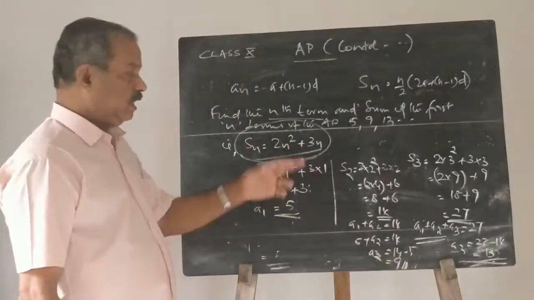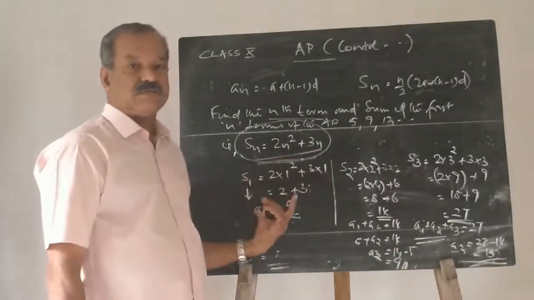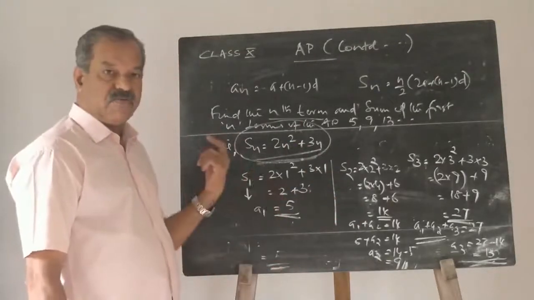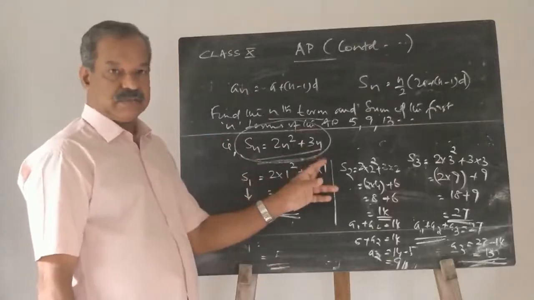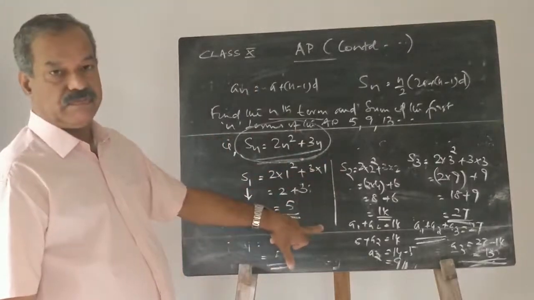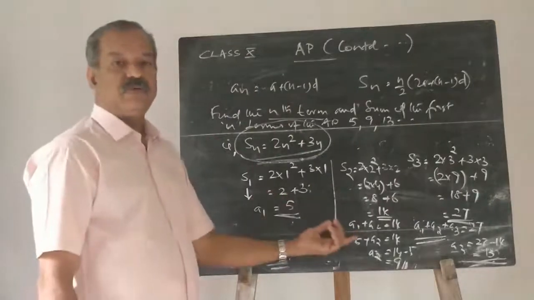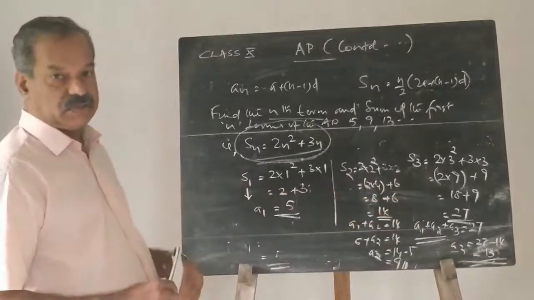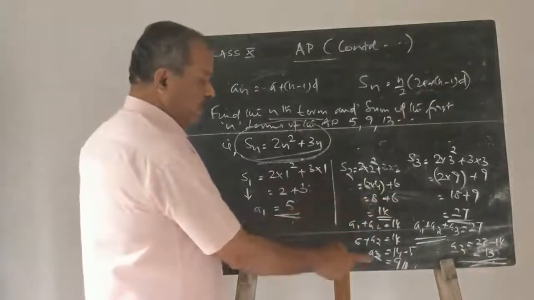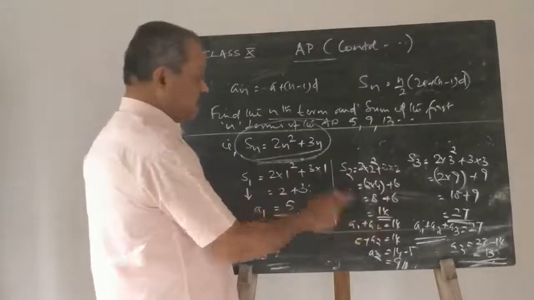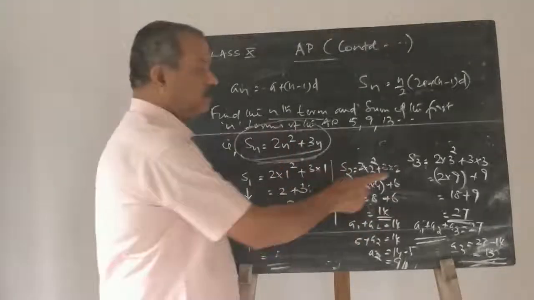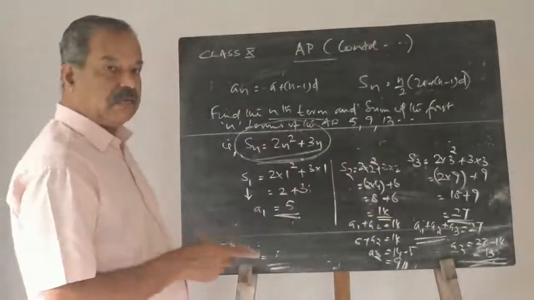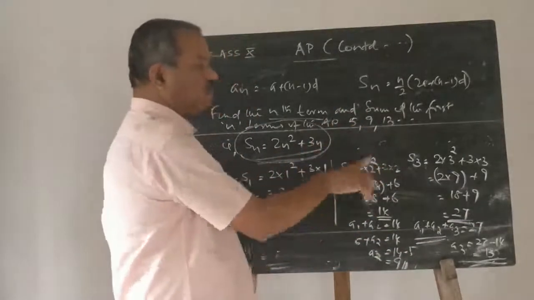In Sn, S2 means the sum of the first two terms. S2 is not equal to A2. But S1 is equal to A1, that is, the sum of one term means the first term. S2 means A1 plus A2, the sum of the first two terms. What is S3? The sum of the first three consecutive terms. So, we can find A2 from S2 by subtracting A1 from S2. And we can find A3 from S3 by subtracting A1 plus A2 from S3.